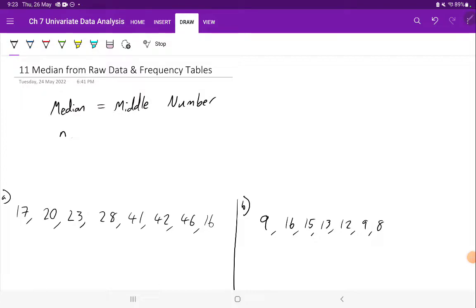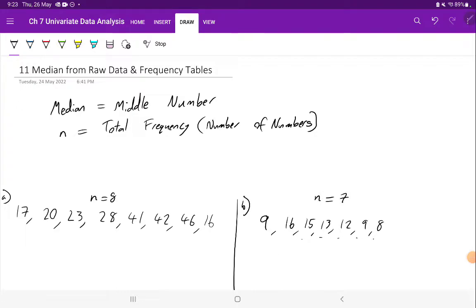So let's call this thing n, which is the total frequency. It's going to come up a bunch. We could also think of it as the number of numbers. So in the first case, n would be 1, 2, 3, 4, 5, 6, 7, 8. So we'd have 8 numbers in the first one. So n would equal 8. Whereas in the second one, you've got 1, 2, 3, 4, 5, 6, 7. So n would equal 7. So it's the number of numbers. Except number of numbers gets a little bit confusing, so I'm going to try to stick with things like total frequency.